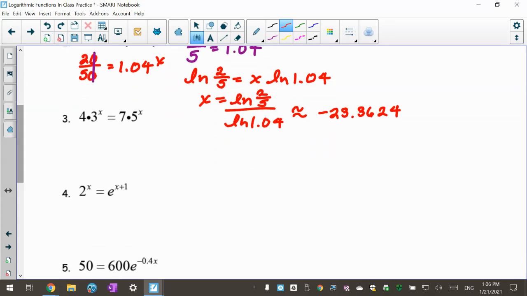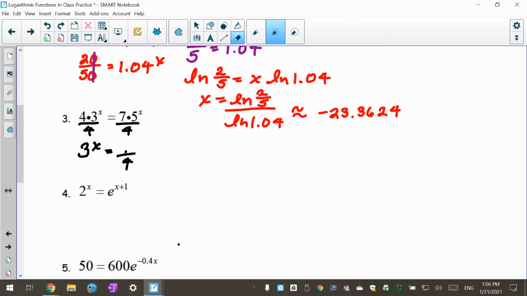So let's look at number 3. I'm trying to practice doing different things with the algebra, and some of these you've seen before, just with different numbers to have you practice. So now I've got 4 times 3 to the x equals 7 times 5 to the x. Let's see if we can figure out some normal math. There's a couple ways to do this. I'm going to divide both sides by 4, but you could do 7. So if I divide by 4, I get 3 to the x equals 7/4 times 5 to the x.